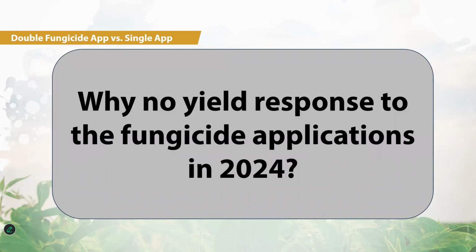And it's a bit hard to say exactly why there were no yield responses to pea fungicides in 2024, considering the wet conditions we had in June, prior and during flowering, because this is certainly not what we would have expected. We simply don't have a concrete explanation, but I do have a couple of thoughts.